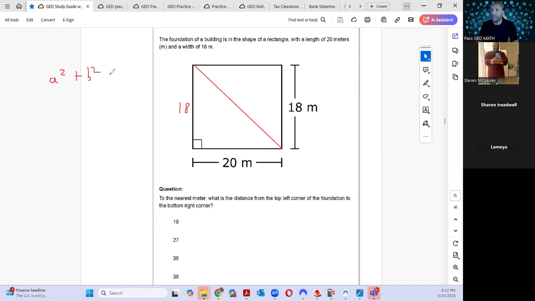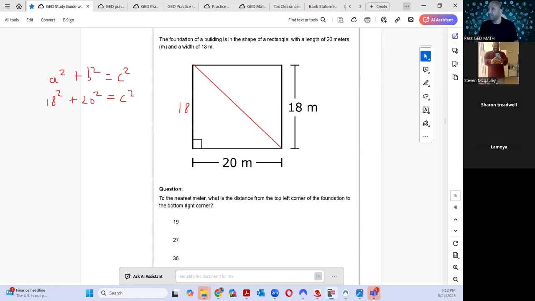A squared plus B squared equals C squared. A is what? 18. B? 20. So 18 squared plus 20 squared equals C squared. Well, hold on, Mr. Tinsley, those are some big numbers. Well, this is where you use your calculator.